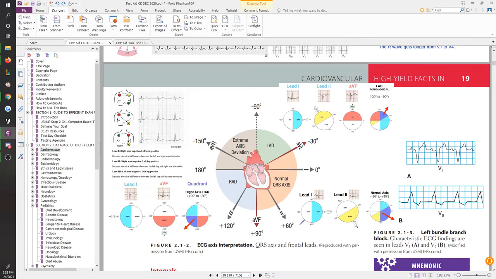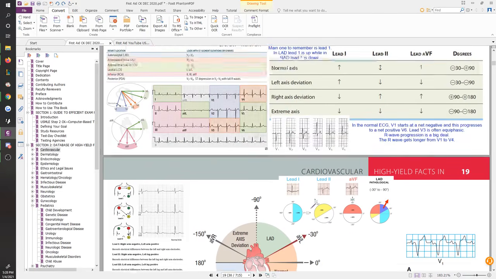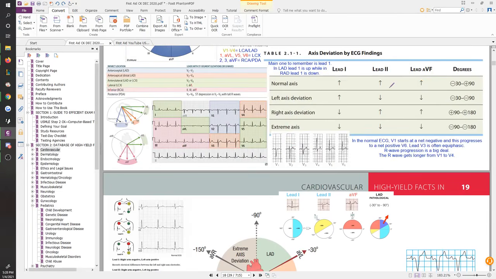For now, you want to make sure you understand why an axis deviation even occurs, right? So we get that now. We understand that things are going to have a right axis deviation if the right is stronger than the left, either because the right is stronger or the left just became weaker, and vice versa. Now, how do you catch that on an ECG? So that's what this table is here for.